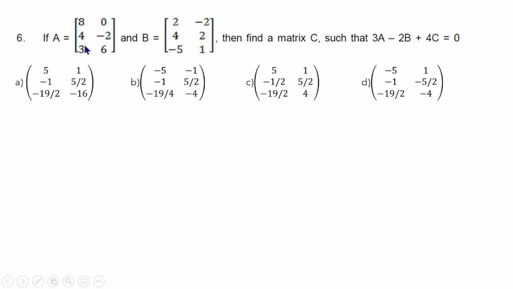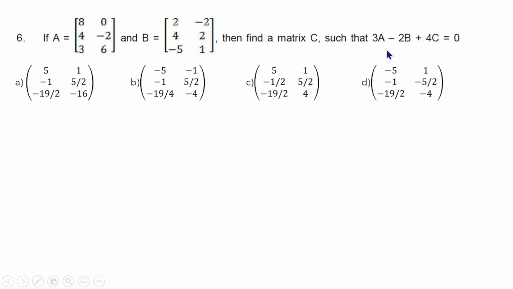Next question, if A is equal to this matrix and B equal to this matrix, then find a matrix C such that 3A minus 2B plus 4C equal to 0. So we are given these two matrices, we need to find a matrix C such that this condition is satisfied. Equal to 0 means it is a 0 matrix.